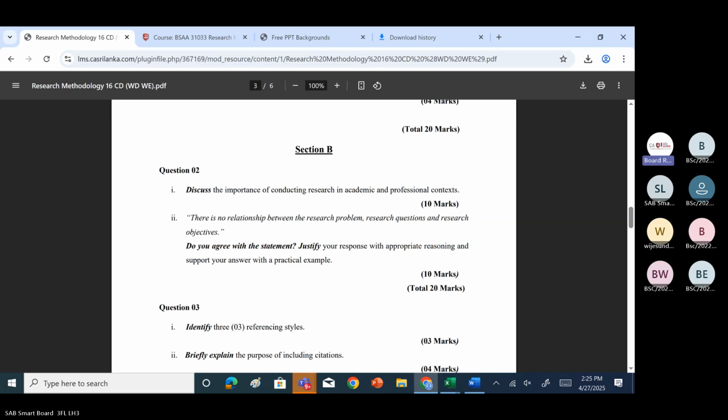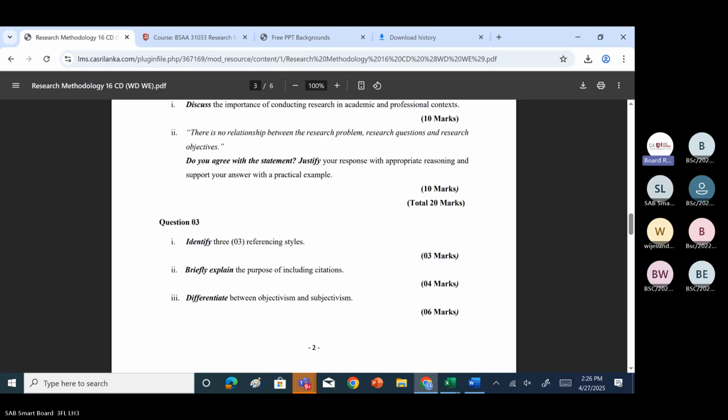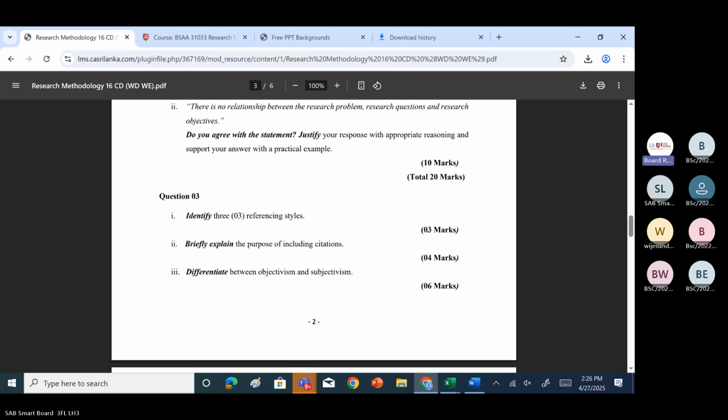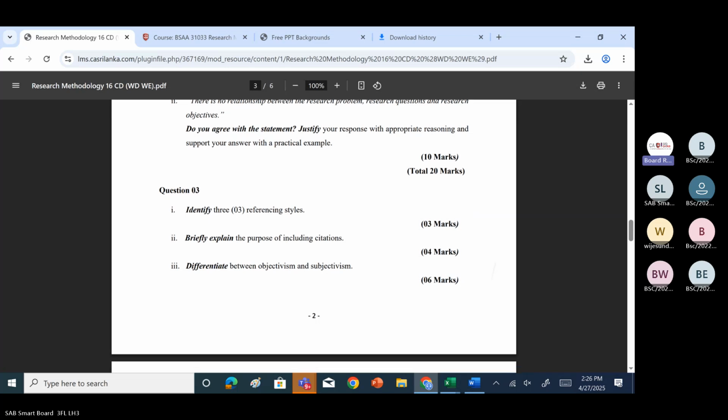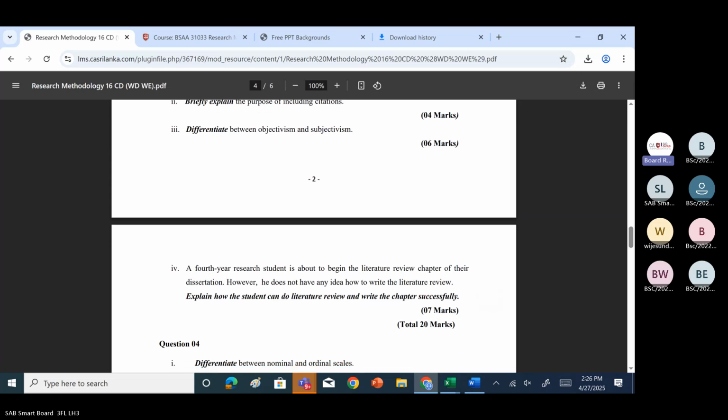Question number 3, that is from the literature review. This is where I have already checked references, citations, and then objectivism and subjectivism, which is relevant for the first lesson class part. Then we will review how to write the review chapter for the 7 parts.